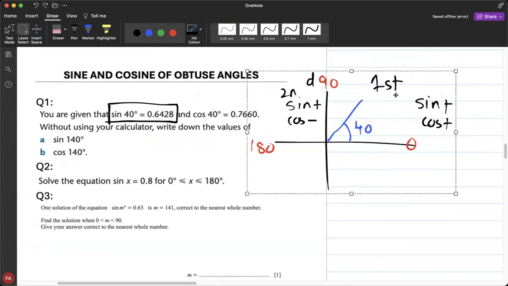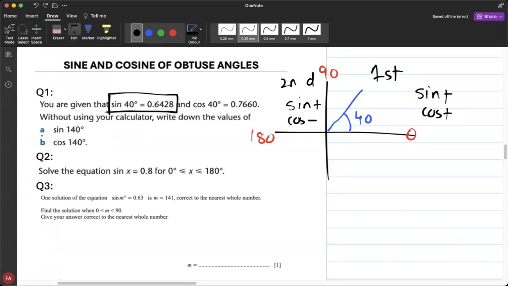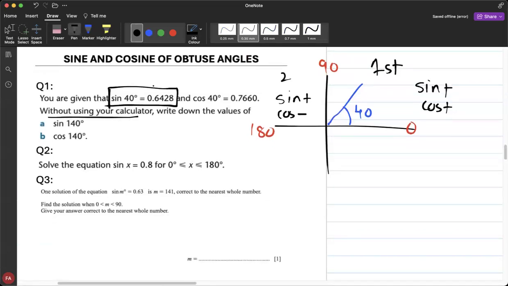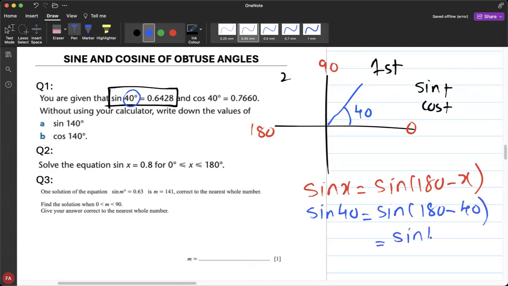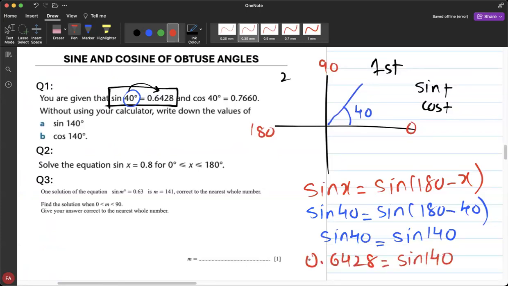So if this does make sense to you, the first part of the question says, without using a calculator. So we can't use the calculator in this case. It says sine. So we know the property is sine x is equal to sine 180 minus x. In this case, we know that x is 40. Sine 40 is equal to sine 180 minus 40. What does that give you? Sine 140. And what is sine 40? What's the value of sine 40 that is already given in the question? Can I say that has to be 0.6428? Isn't that equal to the first part, which is sine 140? Without using a calculator, we have done this.